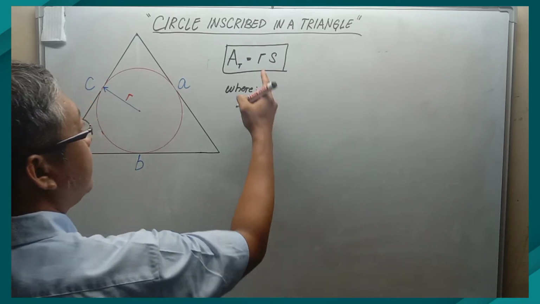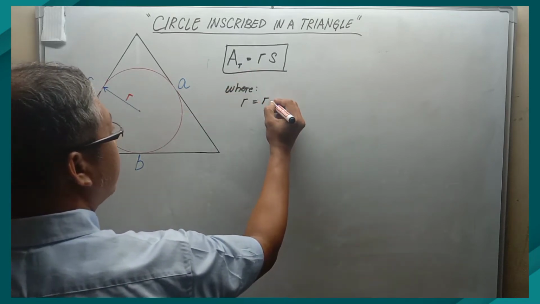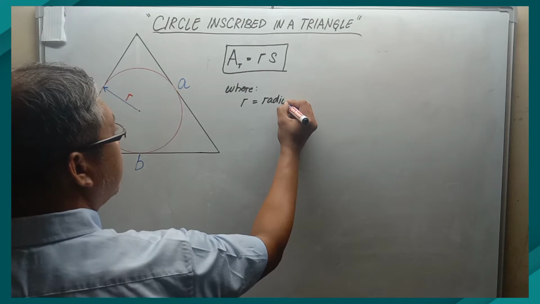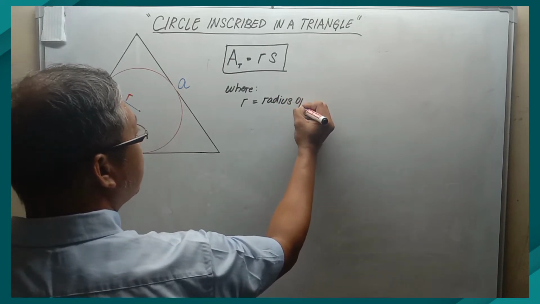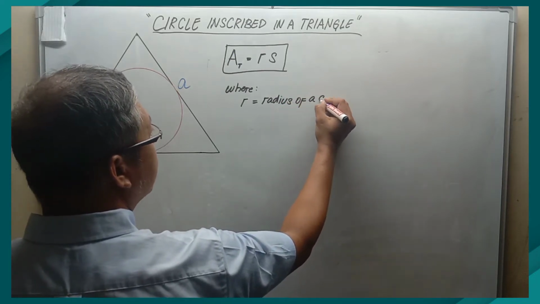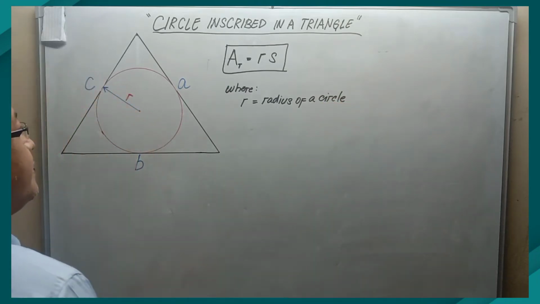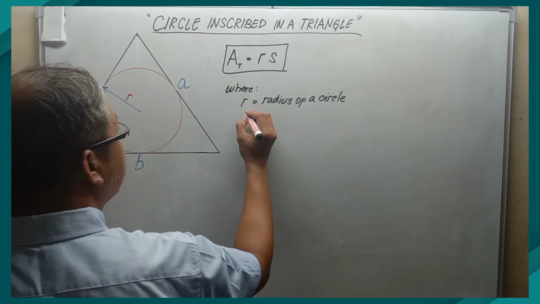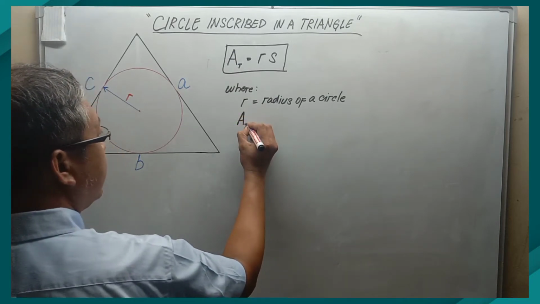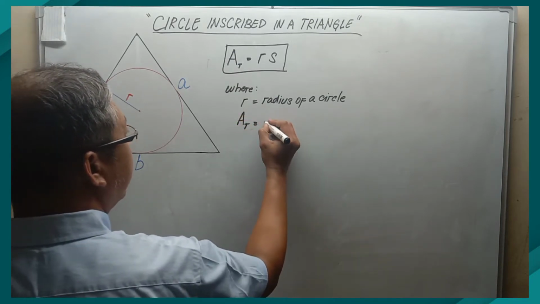R is equal to the radius of the circle, and A sub t is the area of the triangle.